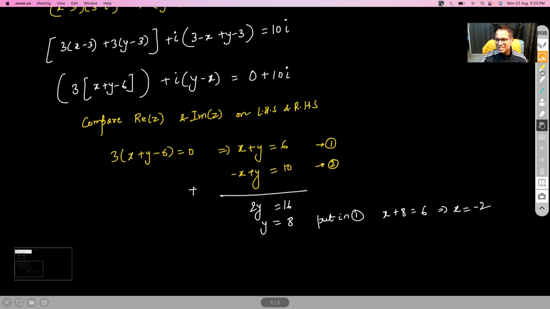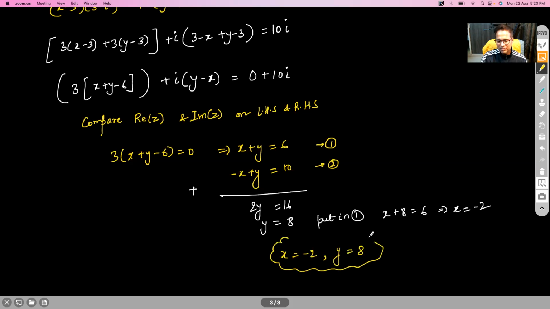Right? Saket, slight mistake in your answer, but well tried. At least you answered. Nobody else answered this question. So x is minus 2 and y is 8. Is it fine? Any question, any concerns here? Do let me know. Any questions, any concerns? Do let me know.